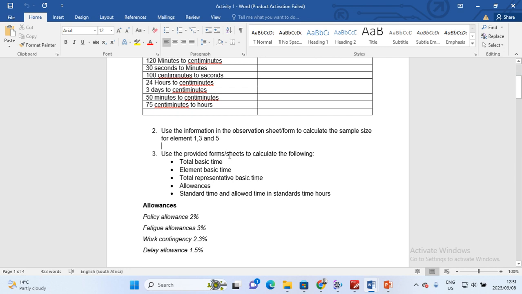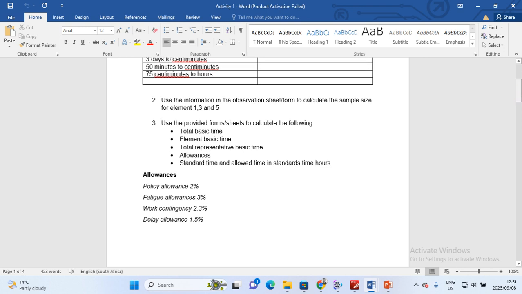Use the provided form sheet to calculate the following: total basic time, element basic time, total representative basic time, allowances, standard time, and allowed time in standard time hours. And in this specific activity, the allowances are given: policy allowance of 2%, fatigue allowance of 3%, work contingency 2.3%, and delay allowance 1.5%.